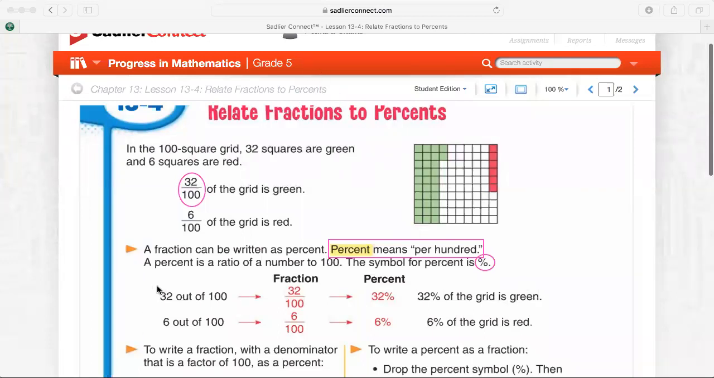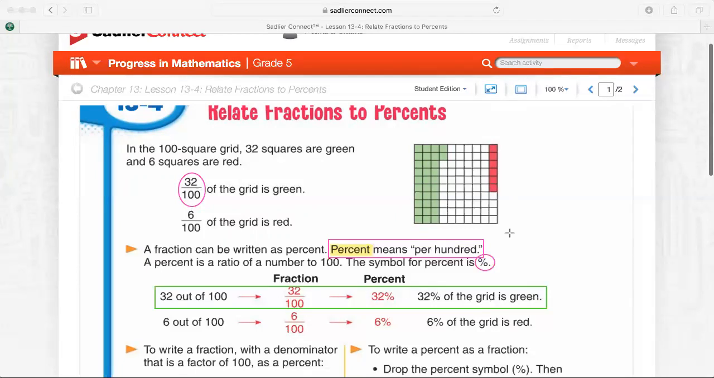Okay, girls? Let me draw this. Again, 32 of the squares are green. So if I want to write it as a fraction, it will be 32 over 100. If I want to write it as percent, it will be 32%. 32% of the grid is green.